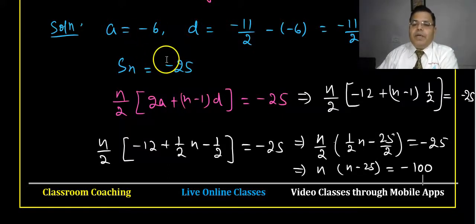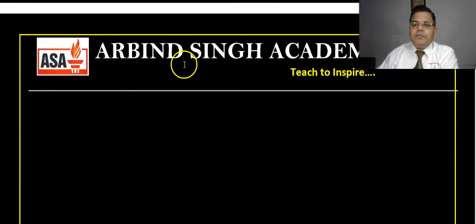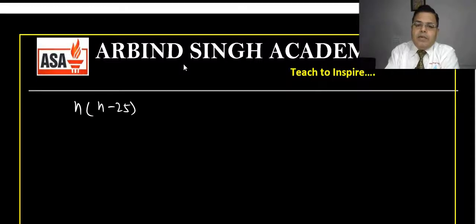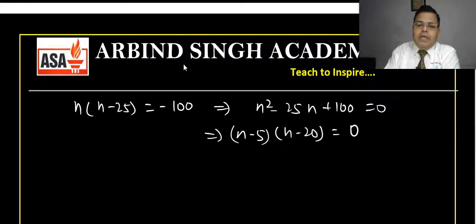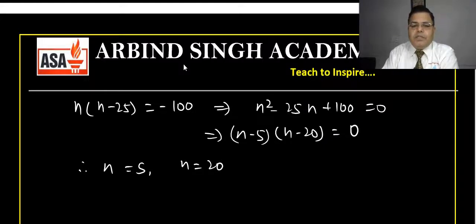So n into (n minus 25) is equal to minus 100, that is n square minus 25n plus 100 is equal to 0. So that can be (n minus 5)(n minus 20) is equal to 0, and therefore n is equal to either 5 or 20. There are two answers, right?